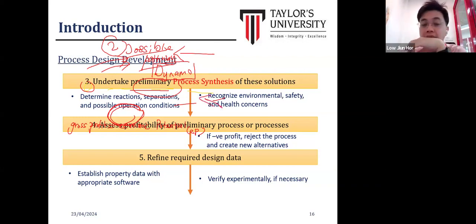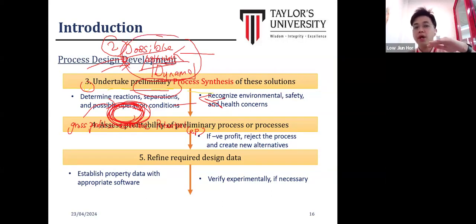But if the process cannot generate money, we cannot make a profit, then in that case automatically we will try to exclude it, ignore it, and only consider those pathways, those selections, that can actually allow us to generate money. Meaning that we will do some screening to remove the processes that cannot earn money, then only proceed to compare the rest based on the other aspects. This is under number 4.